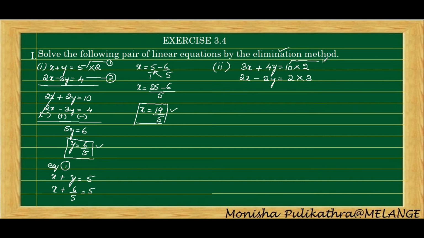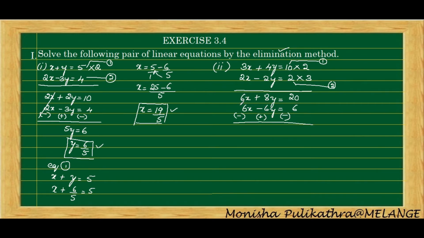Okay, so this is equation 1 and this is equation 2. So 2 3s are 6x plus 2 4s are 8y is equal to 2 into 10, 20. Next, 3 2s are 6x minus, minus is here, so write minus itself. 3 2s are 6y is equal to 3 2s are 6. So next, change the sign.